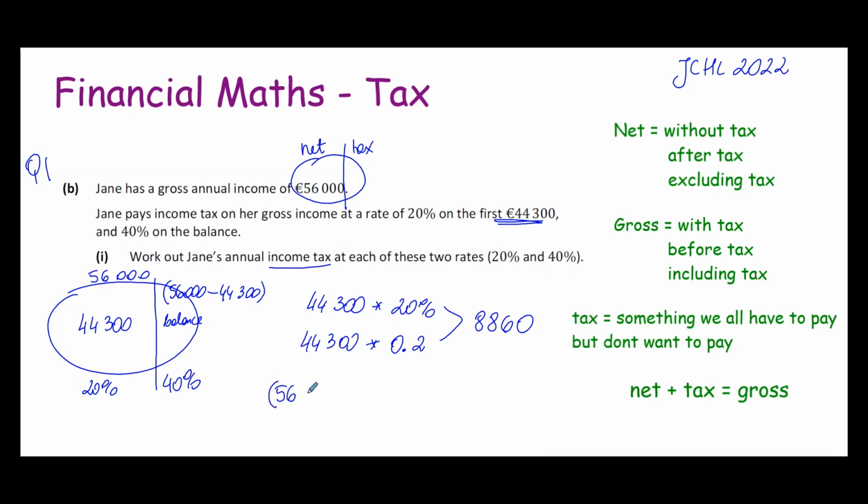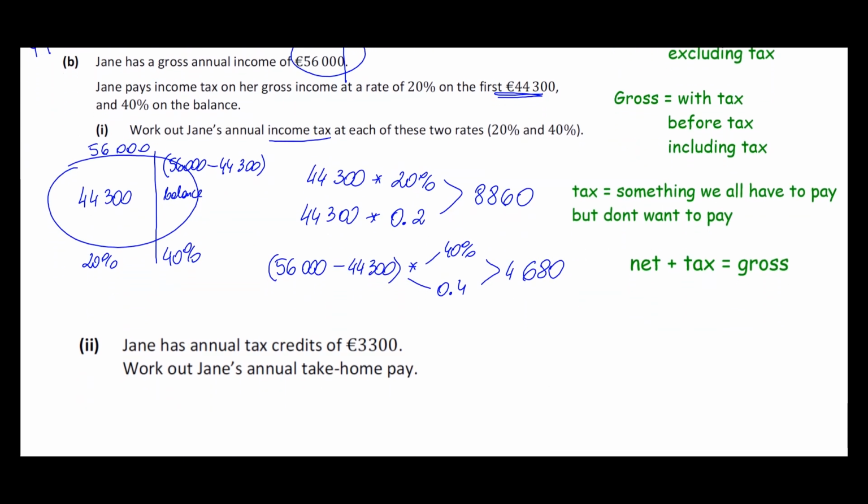Now about the balance. From 56,000, we take away 44,300. That will give me what's left over. And again, we multiply that either by 40% in our calculator, or we change that to a decimal, 0.4. We can put all of that in the calculator. We don't have to subtract it first, the calculator will do that job. We press equal and we get 4,680.